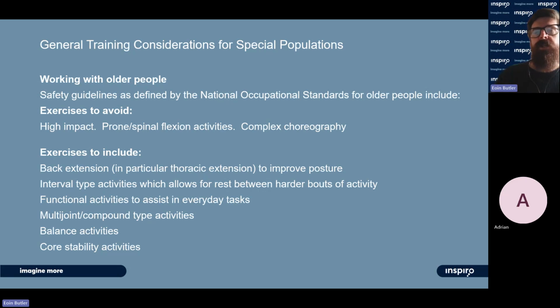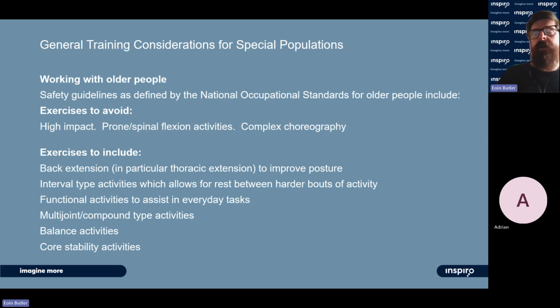Prone or spinal flexion activities. So that's to reduce the effects of kyphosis. As people get older, a kyphotic posture tends to develop. So if we're doing prone exercises where we're doing face down exercises, or we're doing abdominal curl exercises, it's just going to enhance that kyphotic posture. So we try to avoid that and do more pull-in type exercises for them.